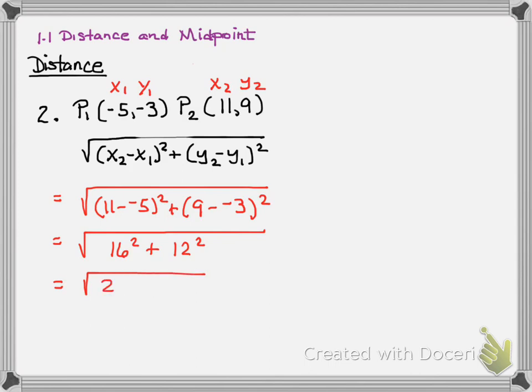And that gives us 256 plus 144, which is the square root of 400. And the square root of 400 is actually a whole number, 20. Okay, so no simplifying of the radical other than making that a whole number 20, which is simplifying it, in fact.